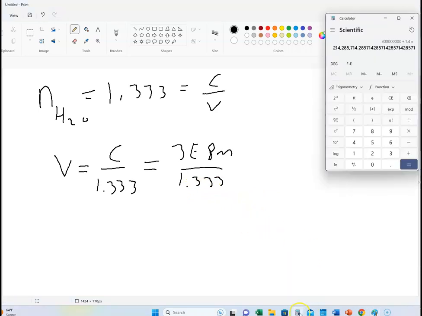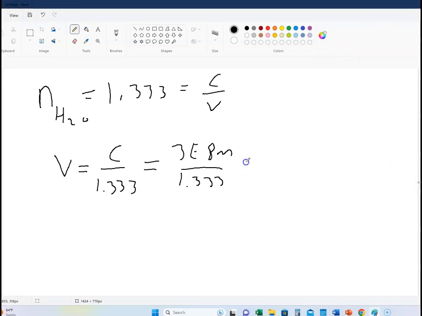All right, so let's try to do this problem real quick. It's going to be 3 times 10 to the 8th divided by 1.333. So this is the speed. Again, we're going to round it to 2 places past the decimal, so it's going to be 2.25 times 10 to the 8th. And of course, that's in meters per second. So there's another example.